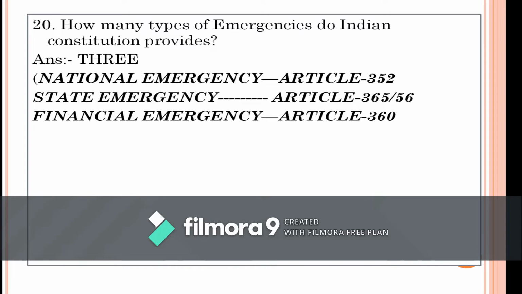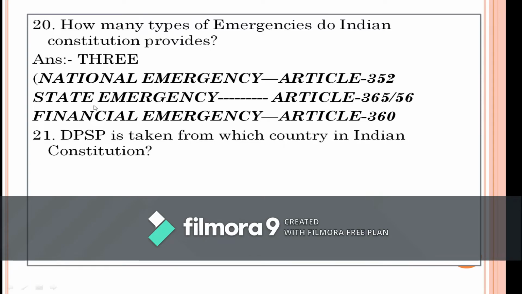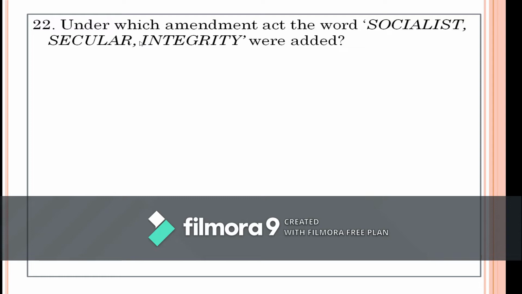The next question is DPSP. What is the full form of DPSP? Directive Principles of State Policy is taken from which country in the Indian Constitution? It's taken from the Irish Constitution. Keep in mind, in India it is taken from the Irish Constitution, and in Ireland, it's taken from which country? That is your homework.